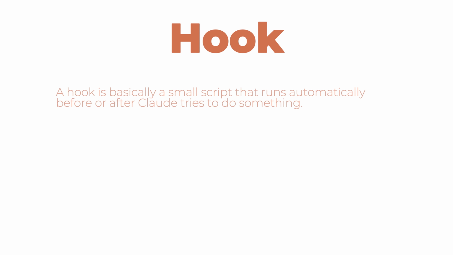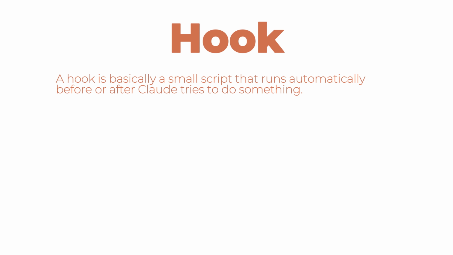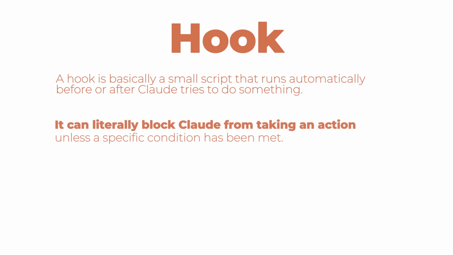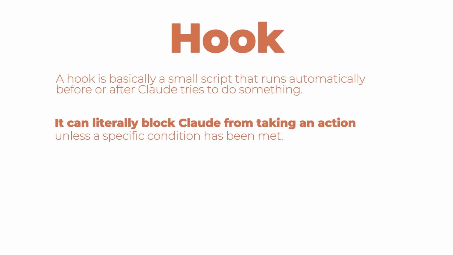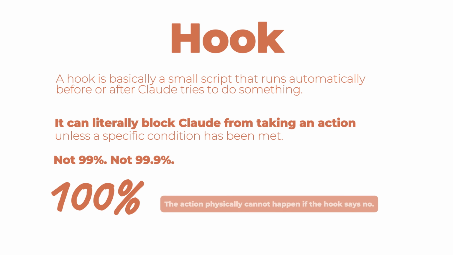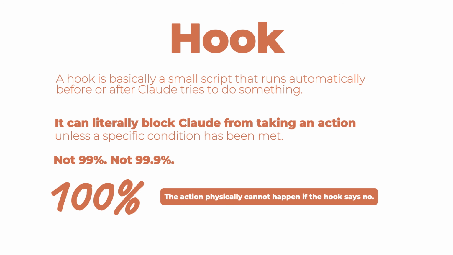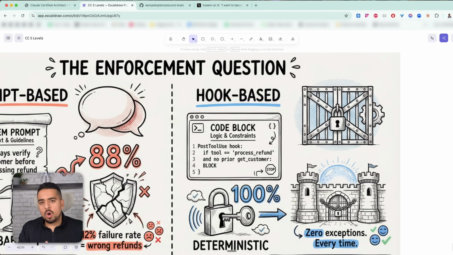Now hooks are completely different. A hook is basically a small script that runs automatically before or after Claude tries to do something. And it can literally block Claude from taking an action unless a specific condition has been met. So it's not 99%, it's not 99.9%, it has to be 100%. And the action physically can't happen if the hook says no. So you can think of prompts as suggestions and hooks as laws.